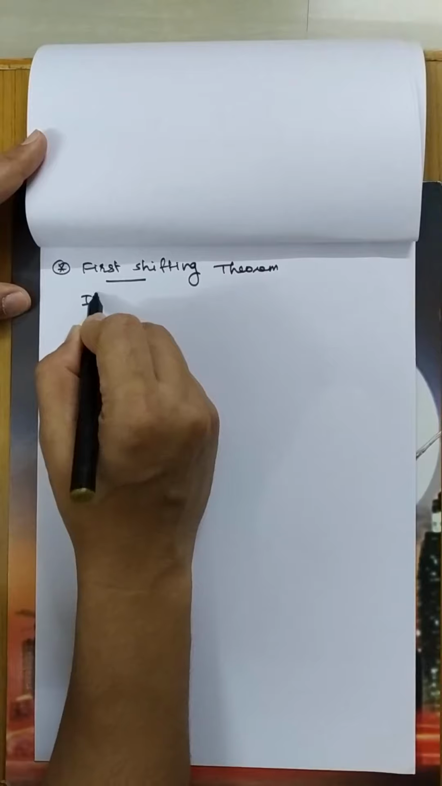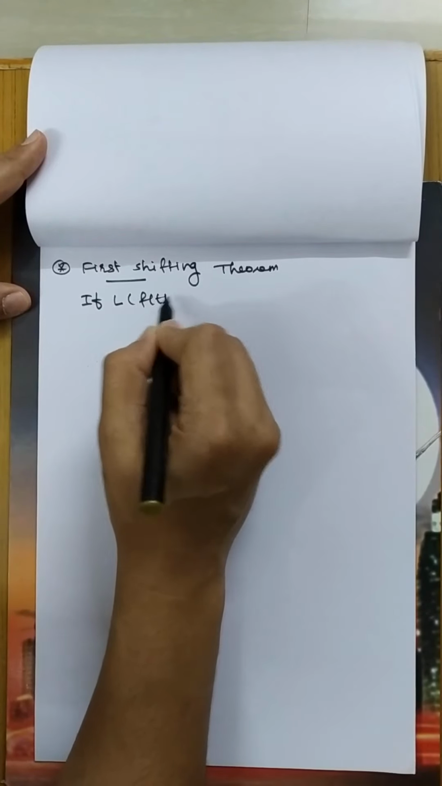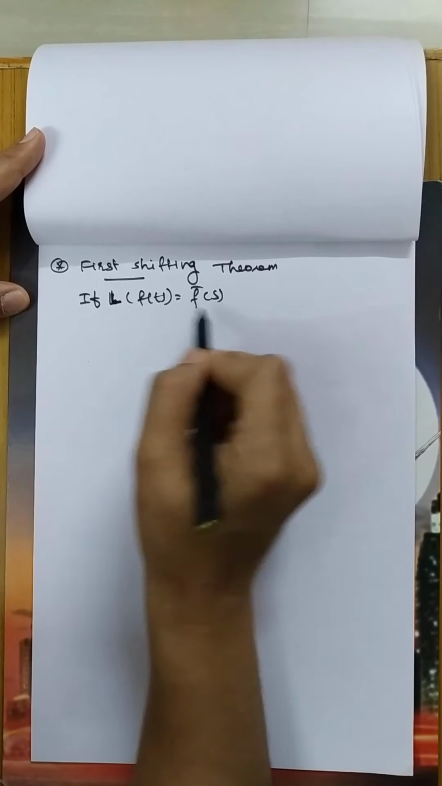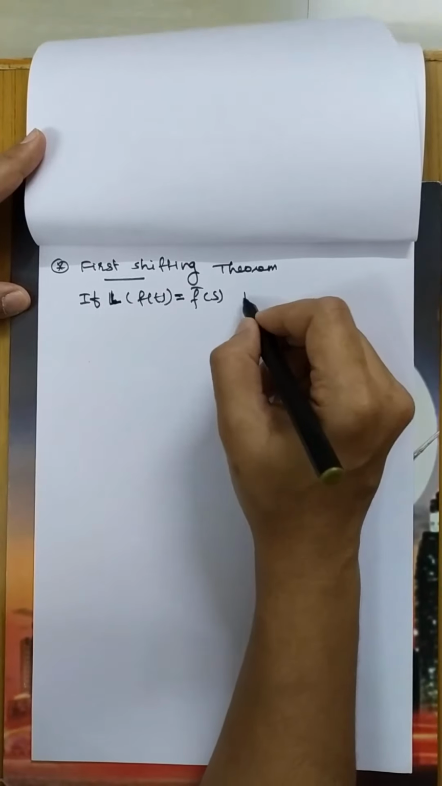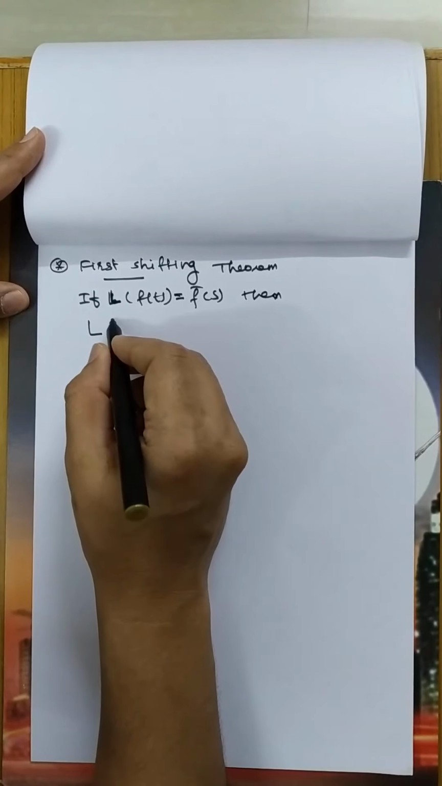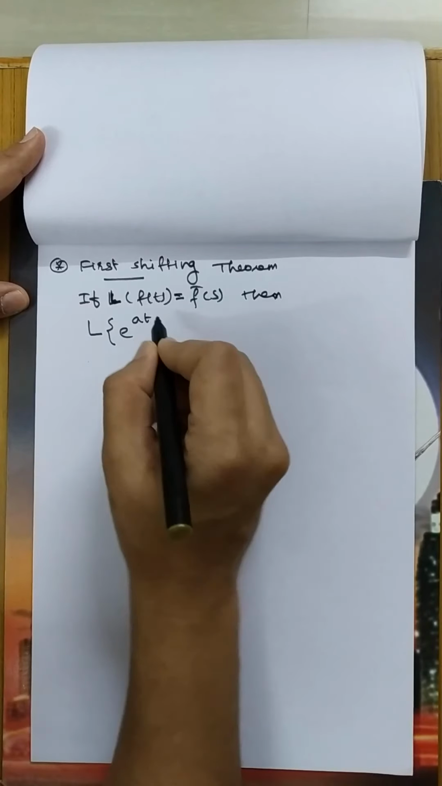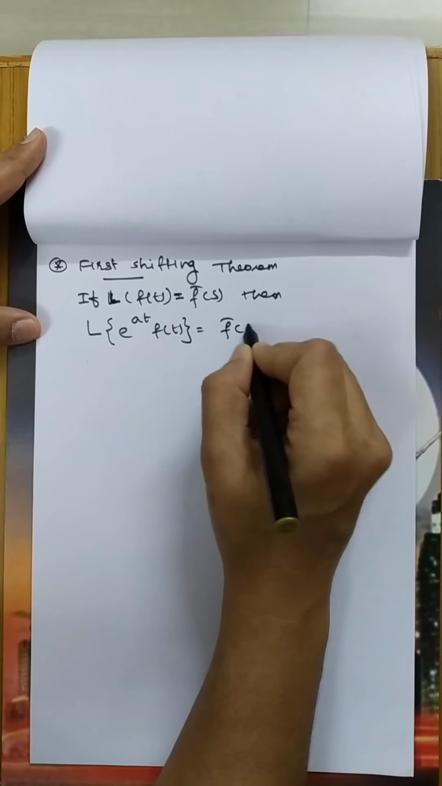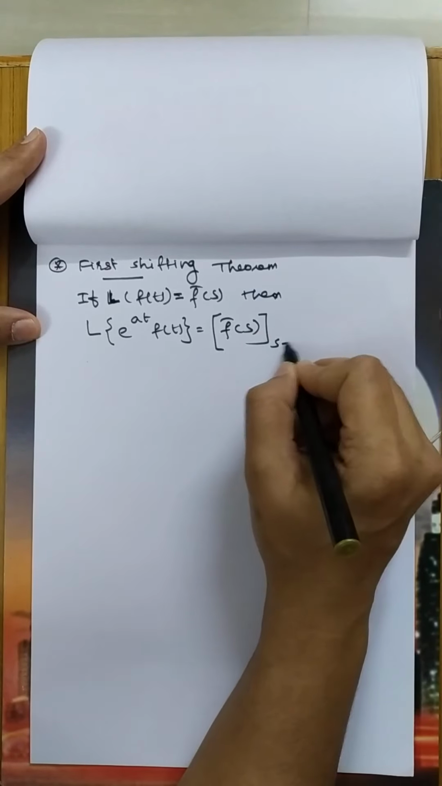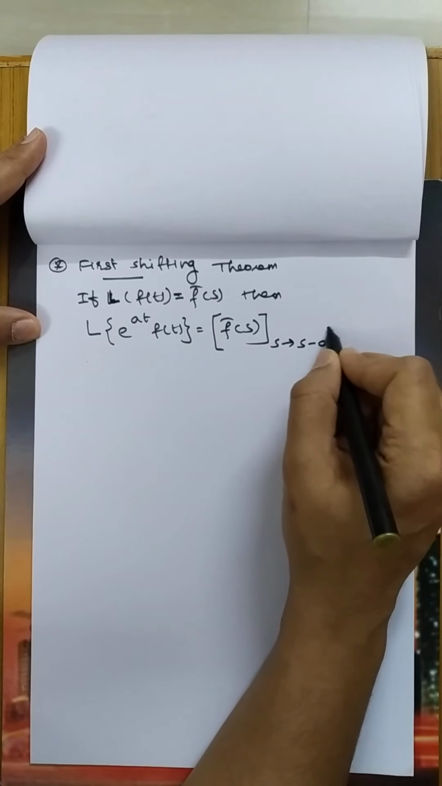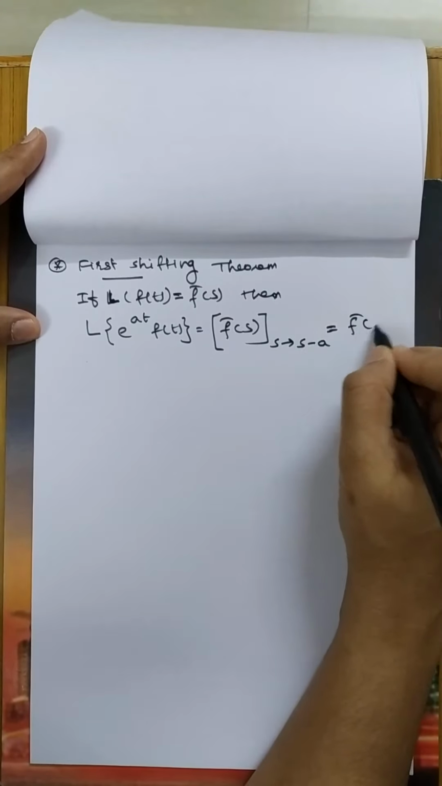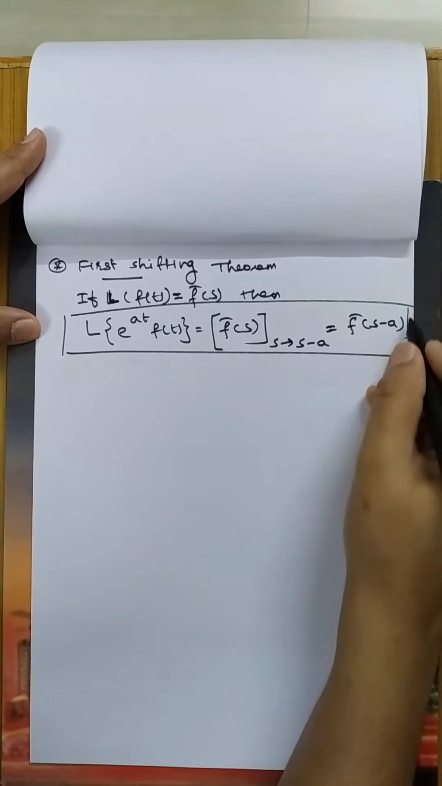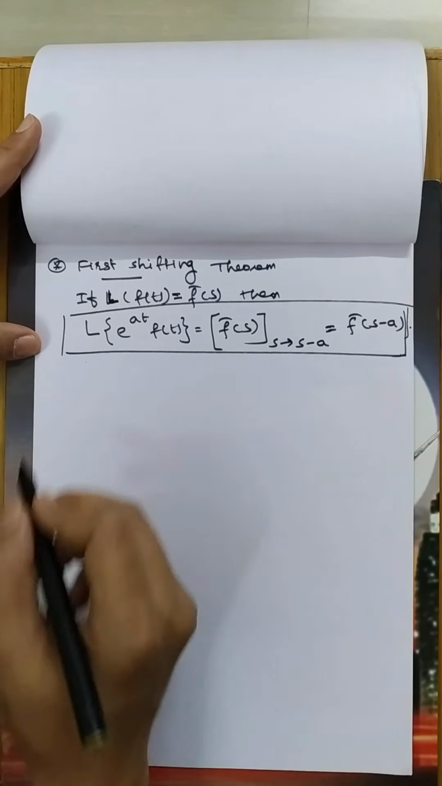What is the first shifting theorem? If L of f(t) is f bar s, as already mentioned in the definition, Laplace of f(t) is denoted by f bar s, then Laplace of e raised to at f of t is f bar of s minus a. We apply the shifting theorem, s tends to s minus a, so finally it will be f bar of s minus a. Okay, this is the formula of the shifting theorem. This way we can apply shifting on a function.